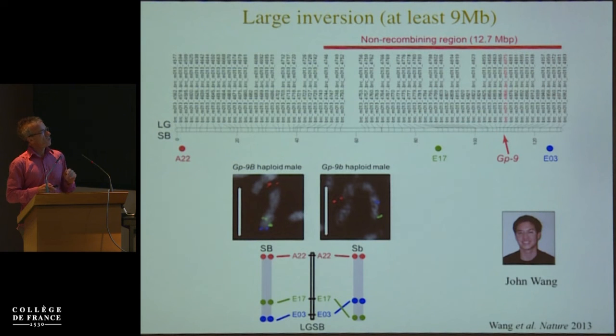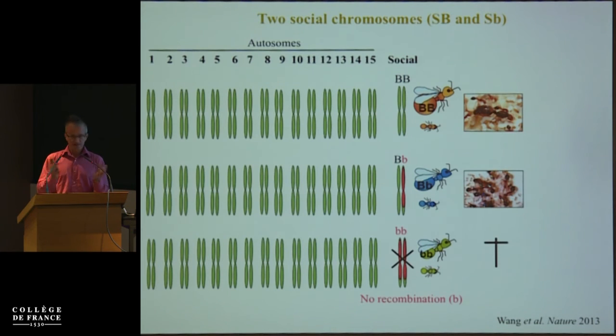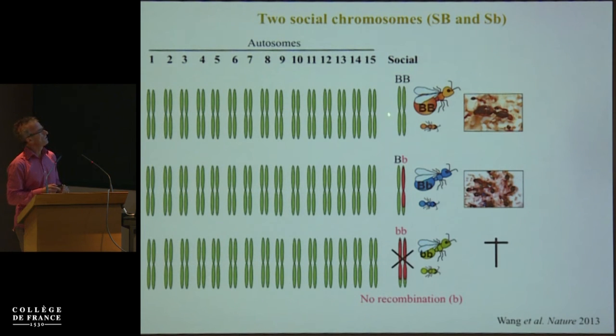And now we have more data. Actually, we know that there are 3 inversions. This is only part of the first inversion, but there's a large inversion which goes up to here. There's another one here and a third one here. And those 3 inversions prevent recombination between the big B and small b haplotype. And so basically, knowing that, we have 2 social forms, 3 types of phenotypes.